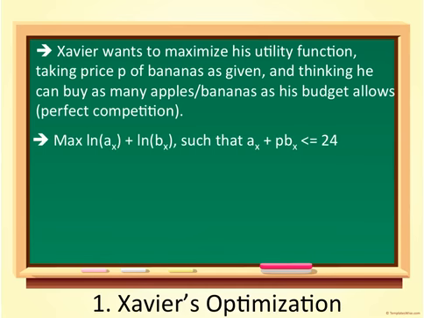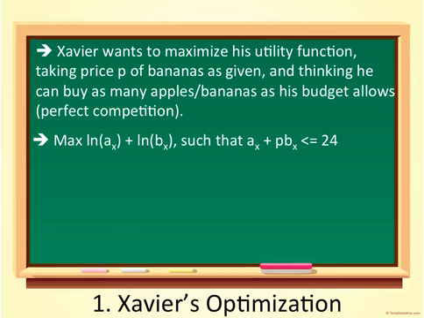Okay, so mathematically what he's doing is he's maximizing the logarithm of AX plus the logarithm of BX such that AX plus P times BX is less than or equal to 24. And so that's his budget constraint. That's the "such that" part, because remember, apple prices are 1.